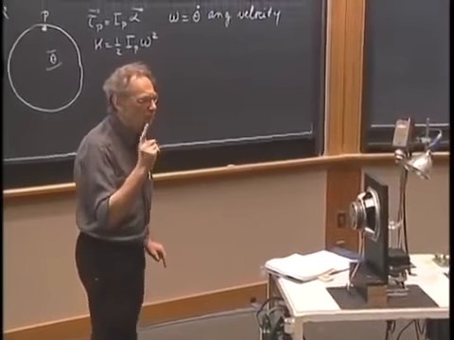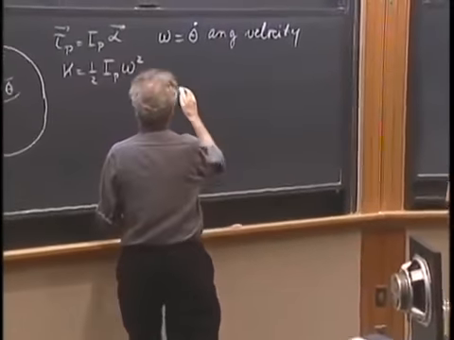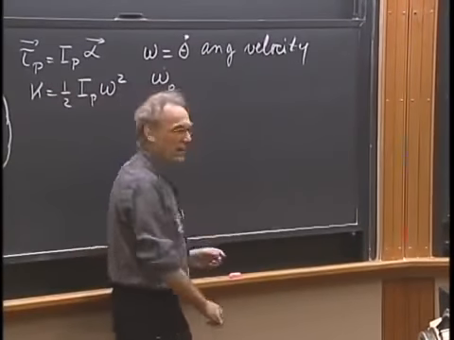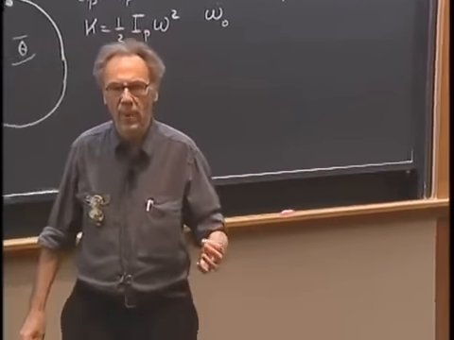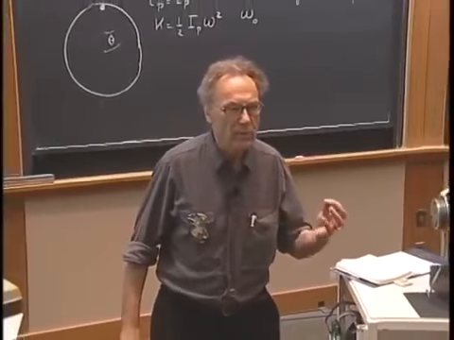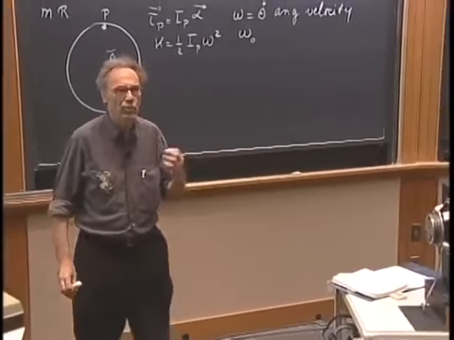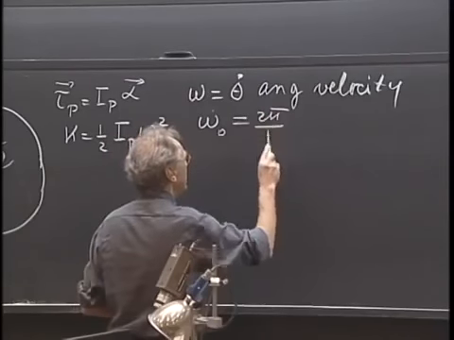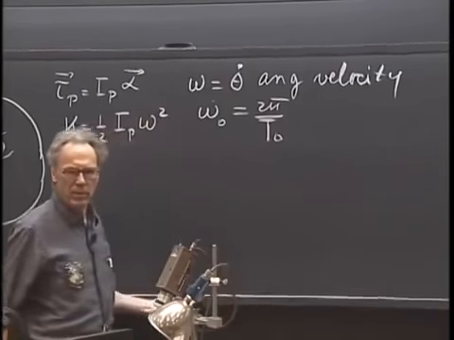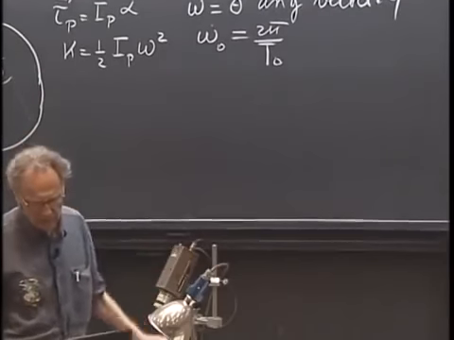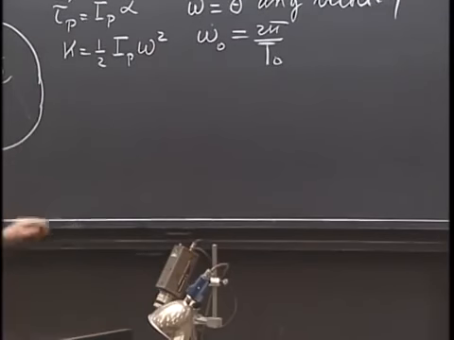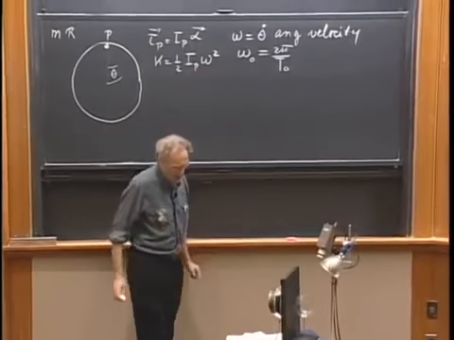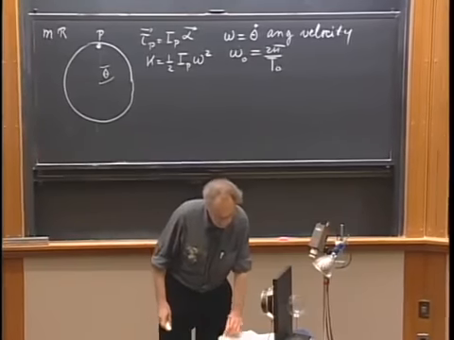Do not confuse this omega with omega 0. I will give that a 0 now to distinguish it from omega, which is the angular frequency. The angular frequency is a constant of the motion, and that is 2 pi divided by T0, if T0 is the period of oscillation. So this is the kinetic energy, and this is the square of the angular velocity.